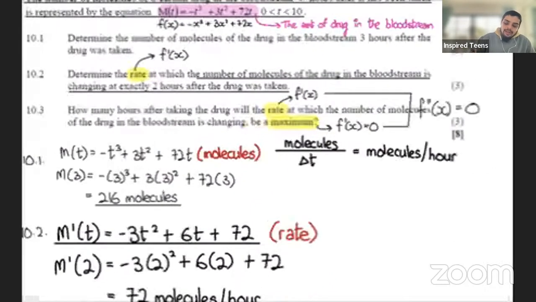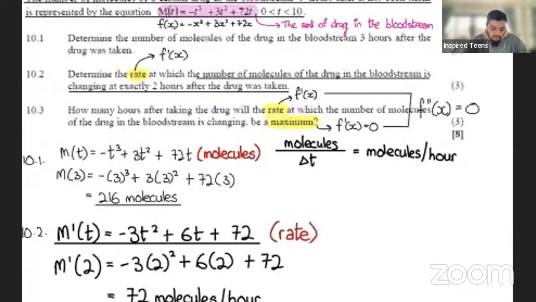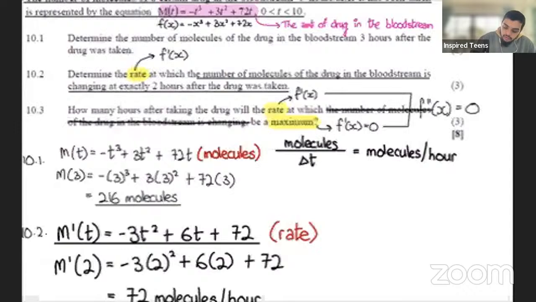Then they say how many hours after the drug was taken will the rate at which the number of molecules of the drug in the bloodstream be a maximum. We can literally ignore all of this. They're just putting it for the sake of English. We can just say how many hours after taking the drug will the rate be a maximum. That would also make perfect sense.